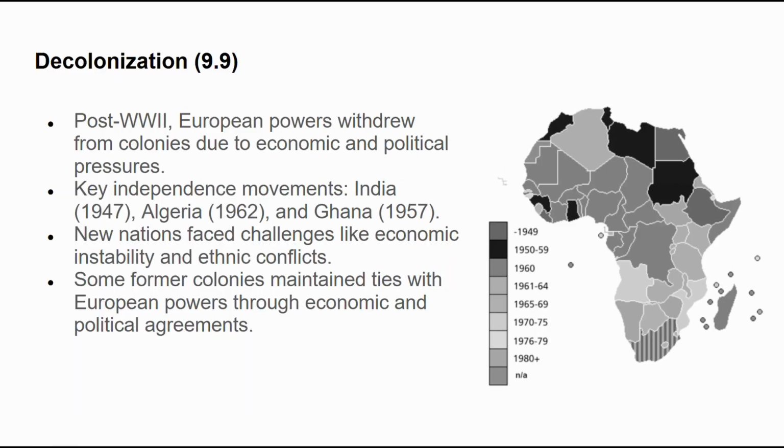Next. After World War II, European powers withdrew from their colonies. Nations like India, Algeria, and Ghana gained independence. Many faced economic instabilities and ethnic conflicts. Some retained ties with Europe through trade and diplomacy, but the global order had clearly shifted.